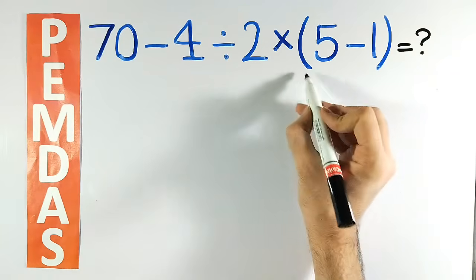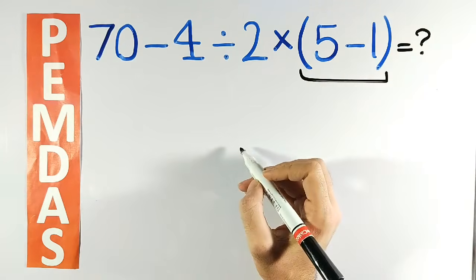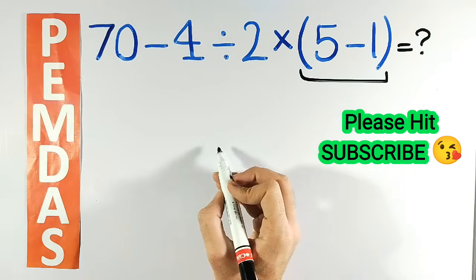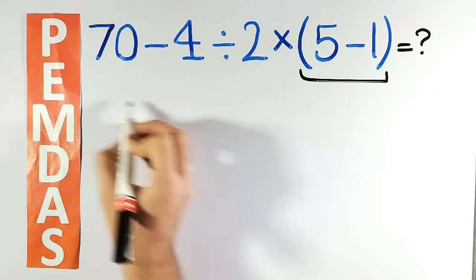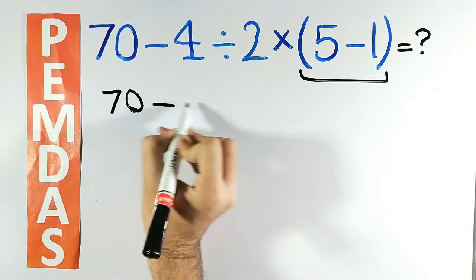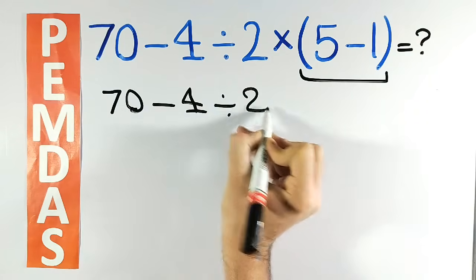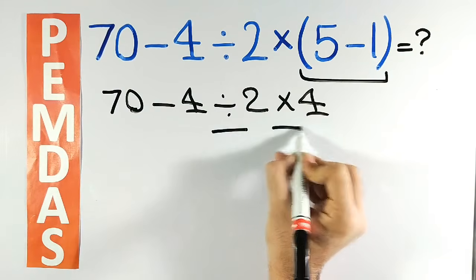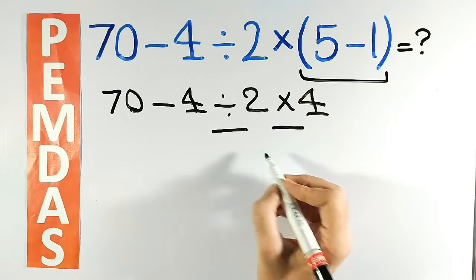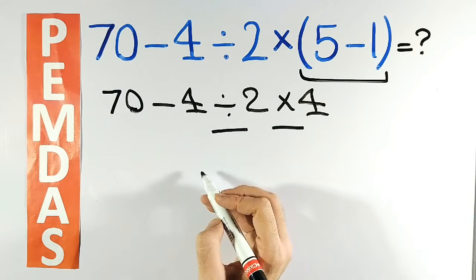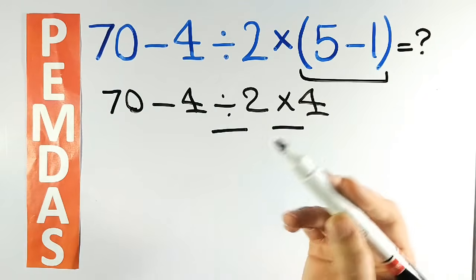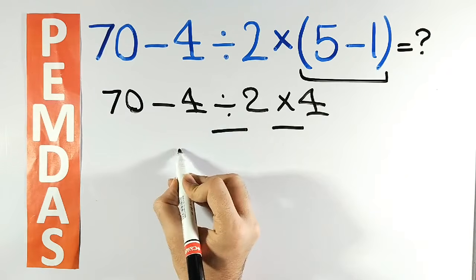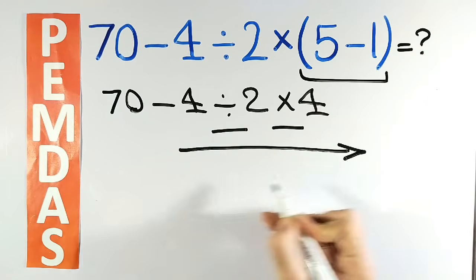According to the PEMDAS rule, first we go for the expression inside the parentheses, because P or parentheses have the highest priority of the operations. So, instead of this expression, we can write 70 minus 4 divided by 2 multiplied by 4. And the next step, we move on to the division and multiplication because these two operations have a higher priority than subtraction. However, it's really important to understand that multiplication and division are at the same level of precedence, and we must perform these two operations from left to right.